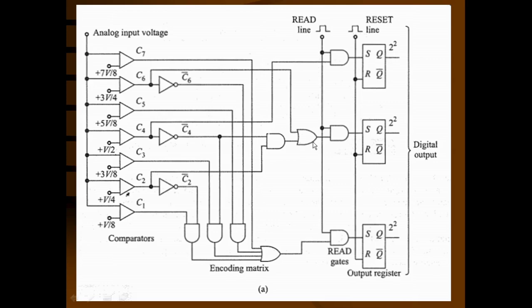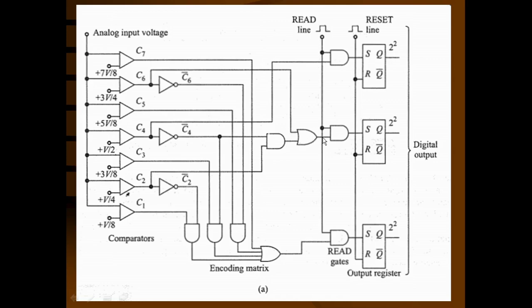For this gate, the output should be high when C2 is high. You can see that one of the inputs for this AND gate is C2. Another input of this AND gate is C4 bar. So whenever C4 bar is high and C2 is high, the output of this gate is high. That is one of the inputs for the OR gate. Another input of the OR gate is C6. That means when C2 and C4 bar are high, the output is high, or when C6 is high, the output is also high.